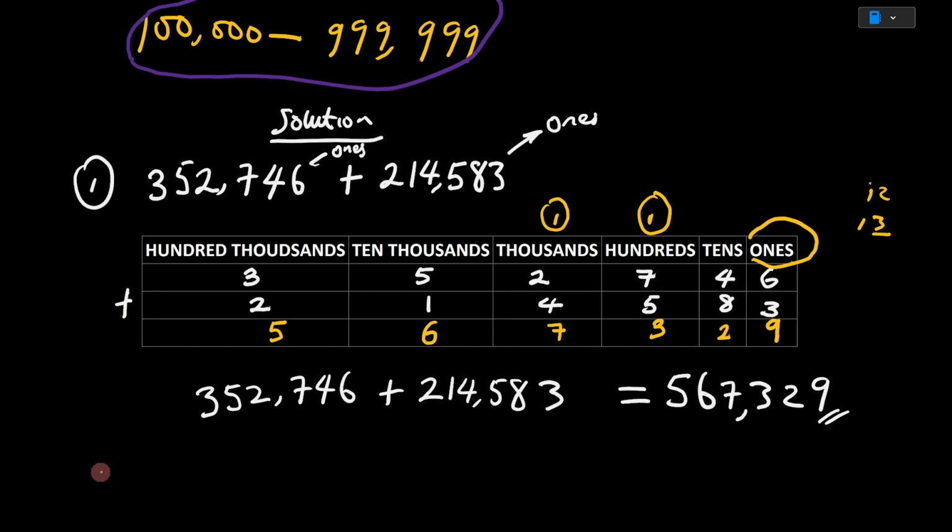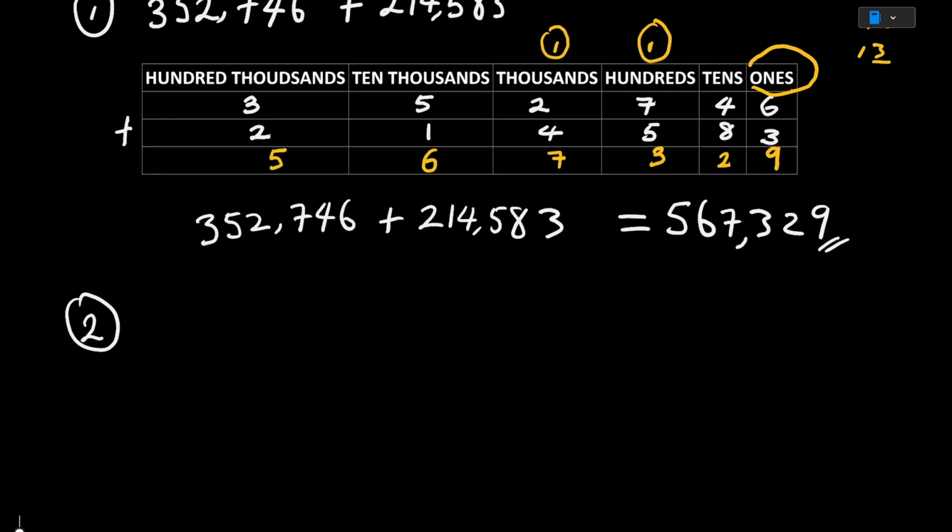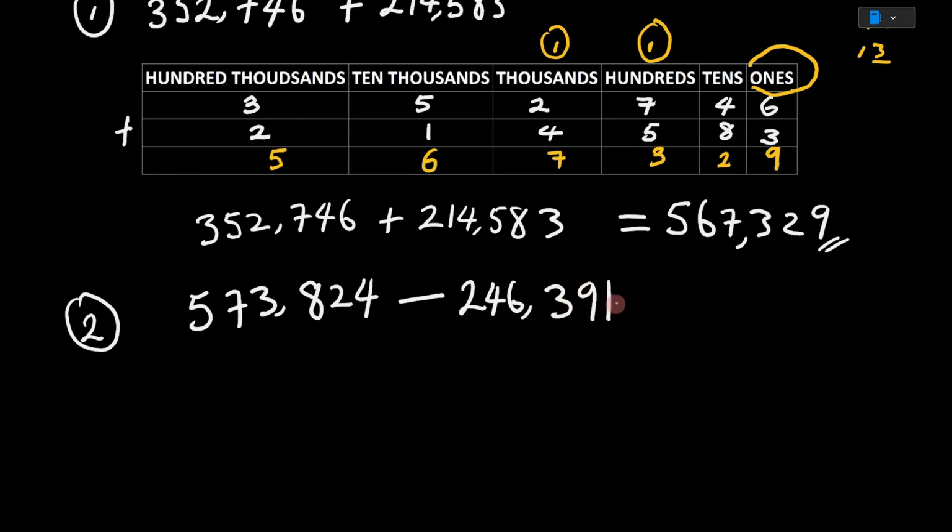Let's look at the second question, which involves subtraction. We'll need to restate the second question for clarity's sake. Question is 573,824. We need to subtract 246,391 from it. The same method that we used in solving this is still the same thing that we are going to use, which is what?